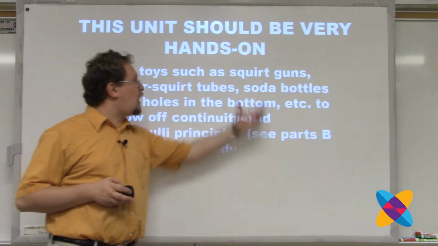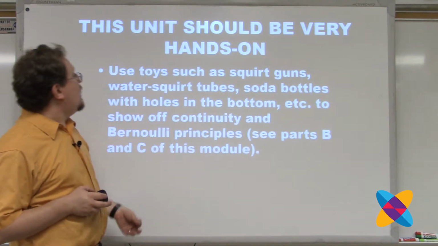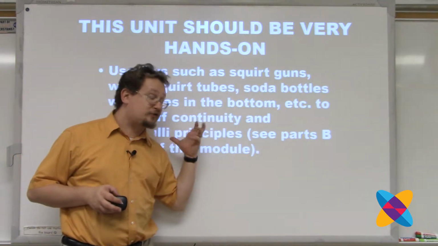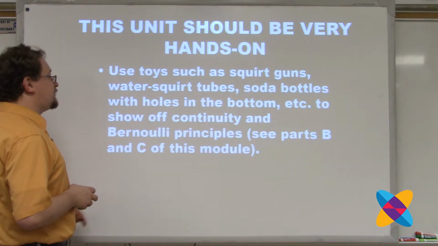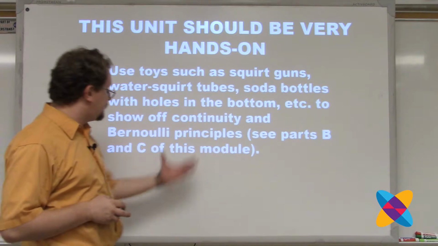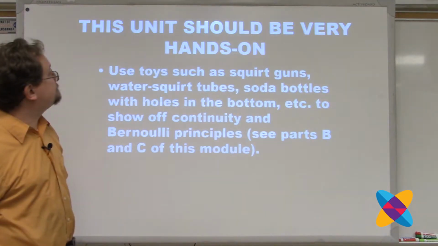In Module C, we'll talk about how we can use squirt guns, water squirting tubes from Dollar Tree stores, and of course soda bottles, to show off the continuity and Bernoulli principles, parts B and C of this module.